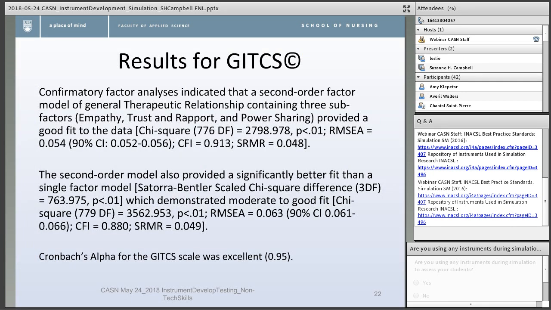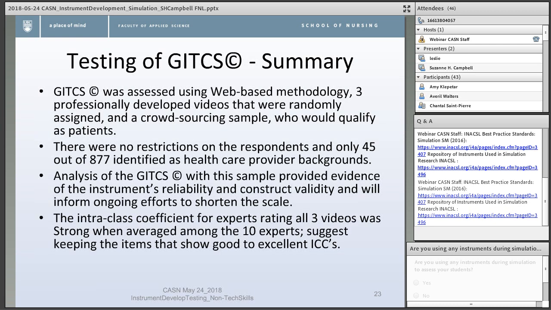So basically, the results for this confirmatory factor analysis were that a second-order factor model of general therapeutic relationship containing 3 sub-factors, empathy, trust and rapport, and power sharing, provided a good fit, and it provided a significantly better fit than a single factor model. And this provides all the specifics, and that's where I mentioned for you the Cronbach's alpha scale.